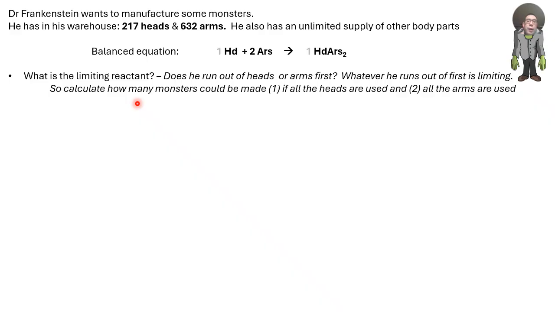We're going to calculate how many monsters could be made first if all the heads are used, and second if all the arms were used. Whichever one gives you a smaller number of potential monsters, that one is limiting. That one runs out first. Okay, so let's do this.